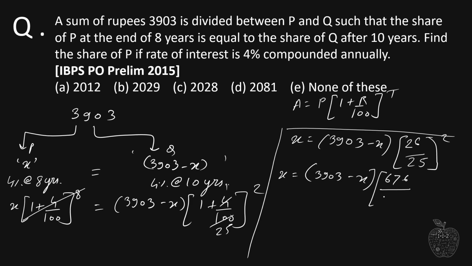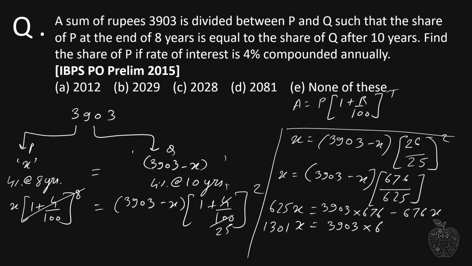26 squared is 676 and 25 squared is 625. So 625 goes here, we get 625X is equal to 676, and we don't multiply, we keep it as it is, 3903 into 676 minus 676X. And this 676X goes here, gets added, and we get 1301X is equal to 3903 into 676.